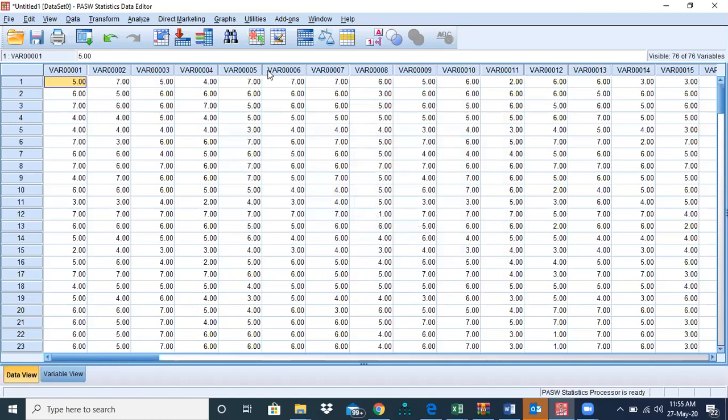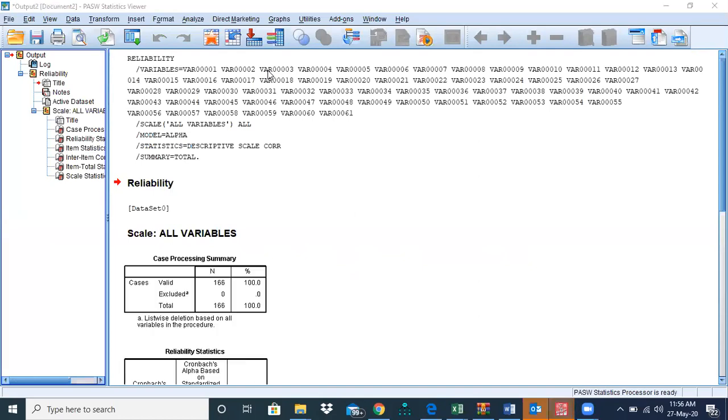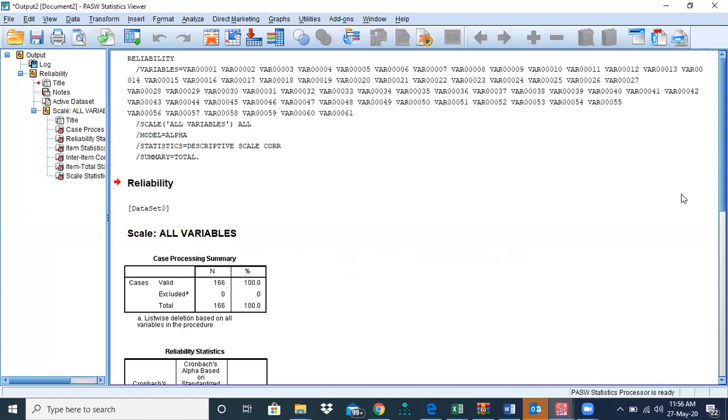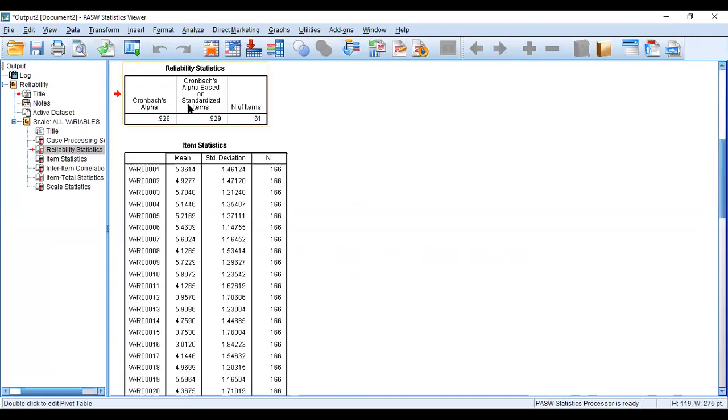After clicking OK, we'll see a new output sheet, which can be seen parallelly. So I'm starting a new share wherein you can see the output sheet, and in this output sheet there are different tables. We'll go to the reliability statistics table and see that the number of items is 61 here. That means we asked 61 questions to respondents, and the Cronbach alpha value is 0.929.